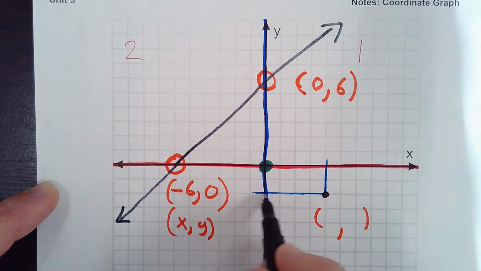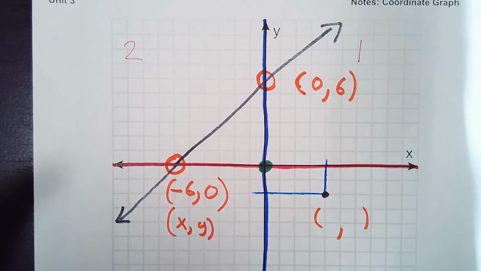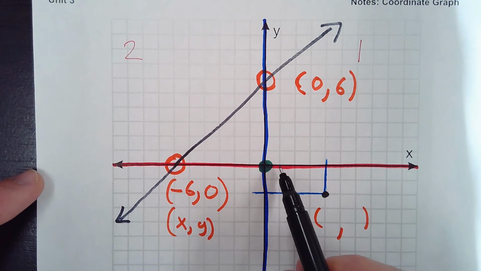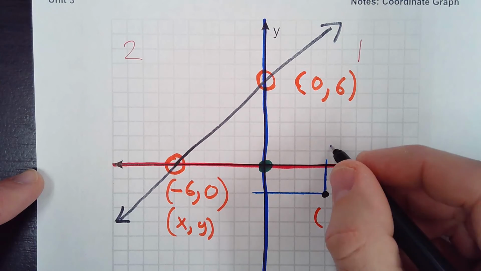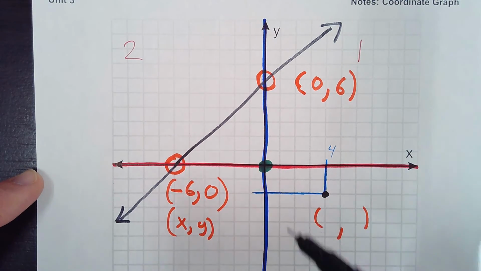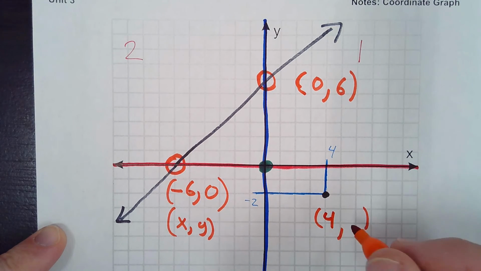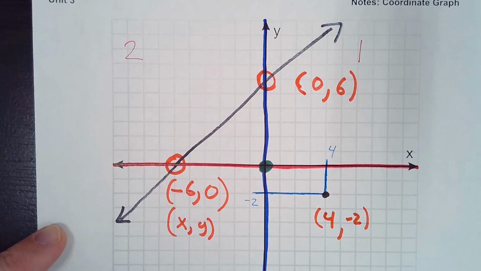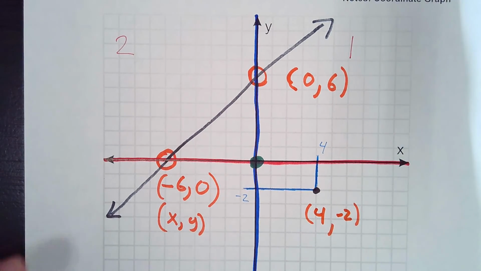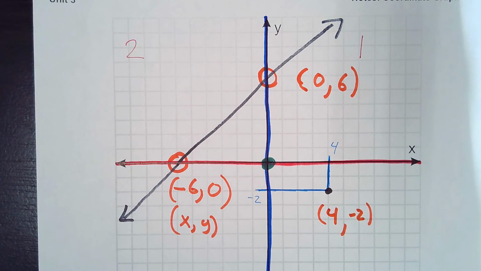You can kind of think about extending these out. So what's x at that point? I have to move over 1, 2, 3, 4. And then my y, I have to go down 2. So my coordinates there would be x comma y. So that's how we find a point.